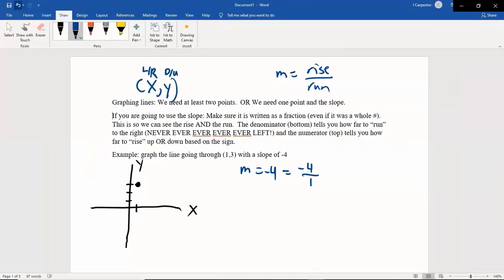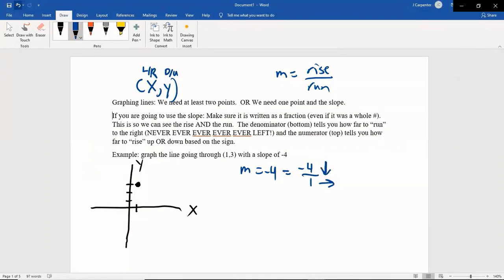I'm not actually finding a slope here. I was given it, but I'm just reminding you of those definitions. So the bottom number tells us how far we go right, never ever left. And the top number tells us how far up or down to go. And we said it's based on the sign and it should make sense. Up is positive, down is negative. So we'll go down 4.